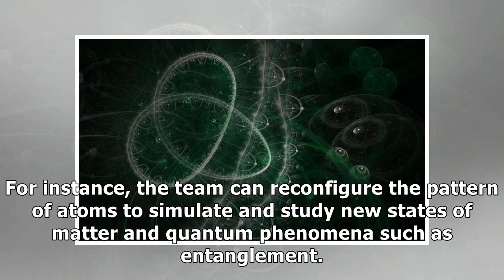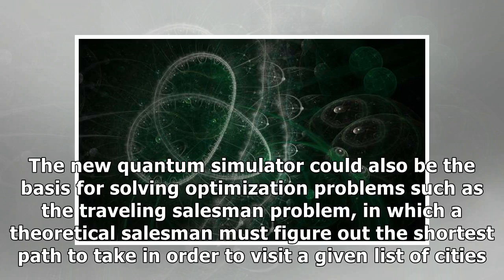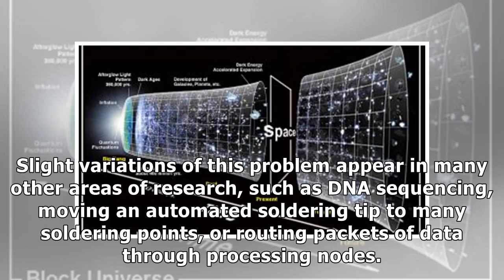For instance, the team can reconfigure the pattern of atoms to simulate and study new states of matter and quantum phenomena such as entanglement. The new quantum simulator could also be the basis for solving optimization problems such as the traveling salesman problem, in which a theoretical salesman must figure out the shortest path to take in order to visit a given list of cities. Slight variations of this problem appear in many other areas of research, such as DNA sequencing, moving an automated soldering tip to many soldering points, or routing packets of data through processing nodes.